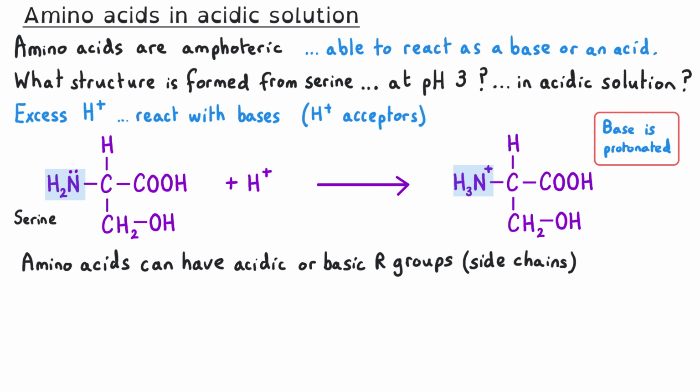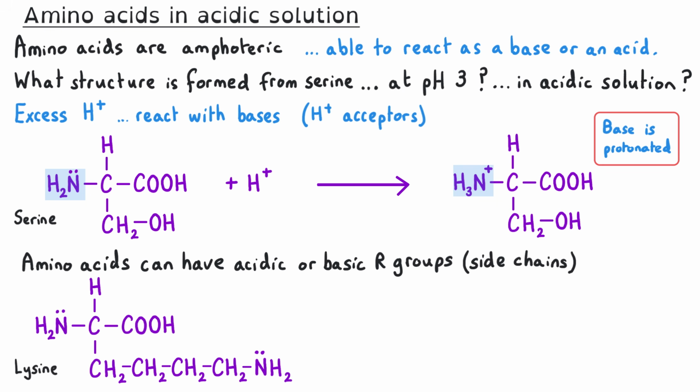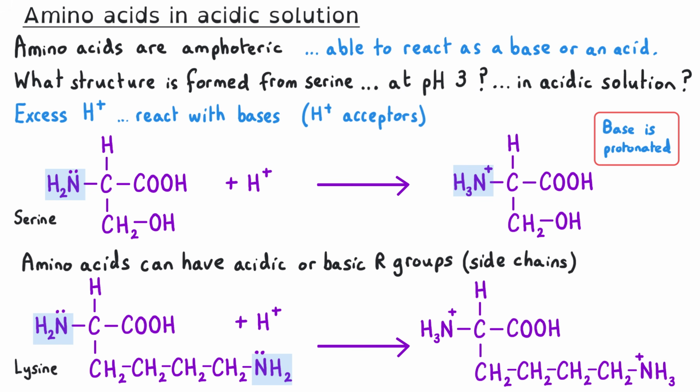It's worth noting that amino acids can have acidic or basic R groups. And so for a question like this, it's important to check for these side chains first. And if a question had asked about lysine, which has an amine group as part of its side chain, the excess hydrogen ions would protonate any groups that can accept a proton. And this means that both of the amino groups would be protonated in acidic solution. And so we would make this structure here, with two amino groups having been protonated and now shown as NH3+.